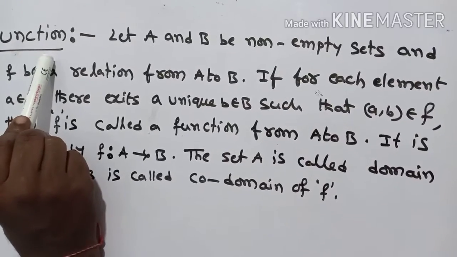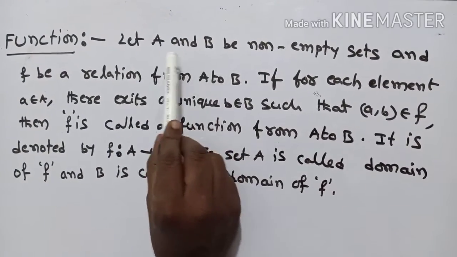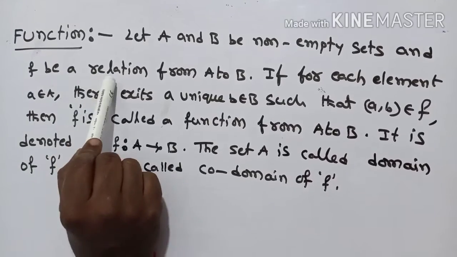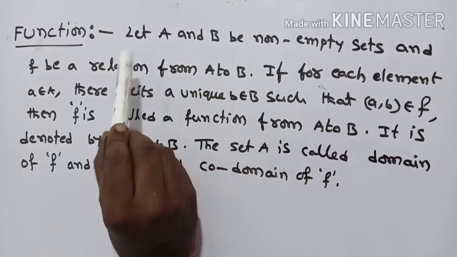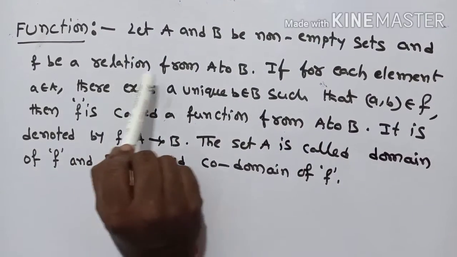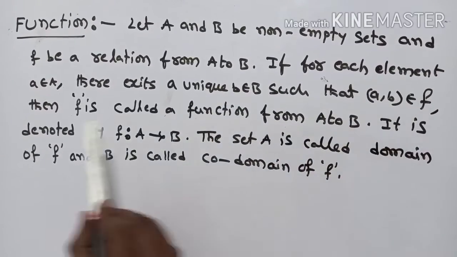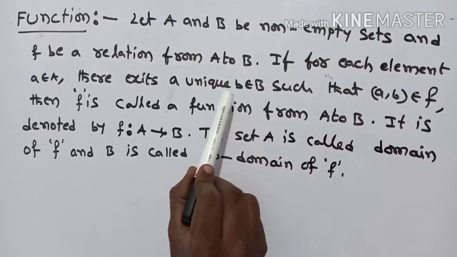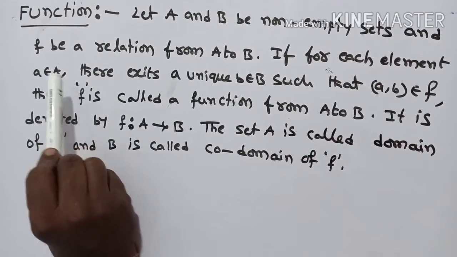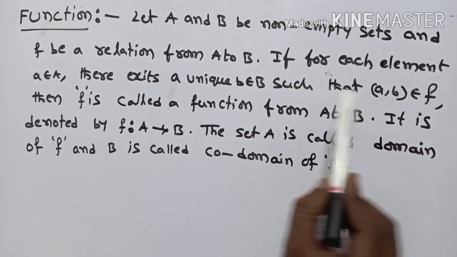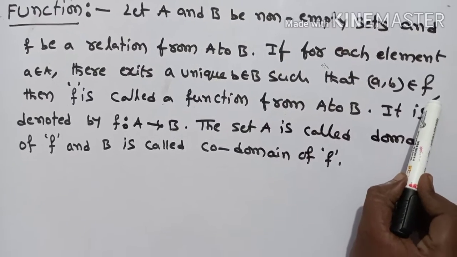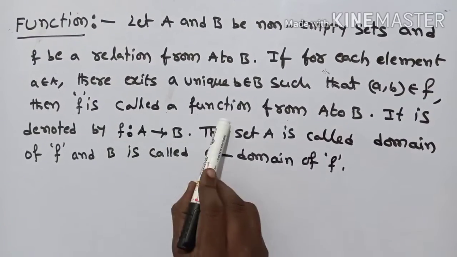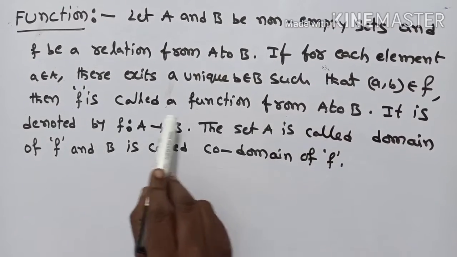Next definition, function. Let A and B be non-empty sets and F be a relation from A to B. If for each element small a belongs to capital A, there exists a unique element b belongs to B such that (a, b) belongs to F, then F is called a function from A to B.